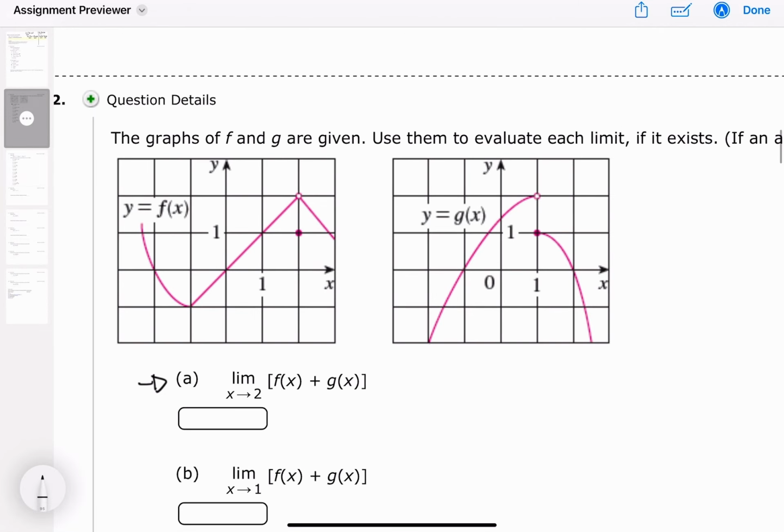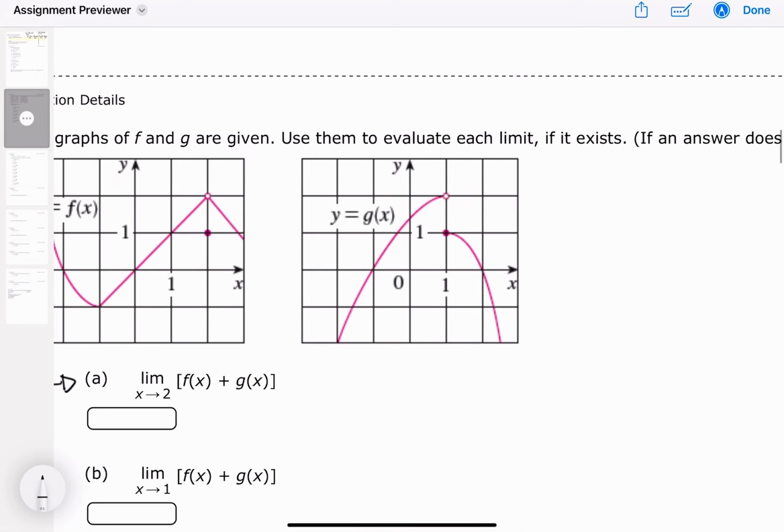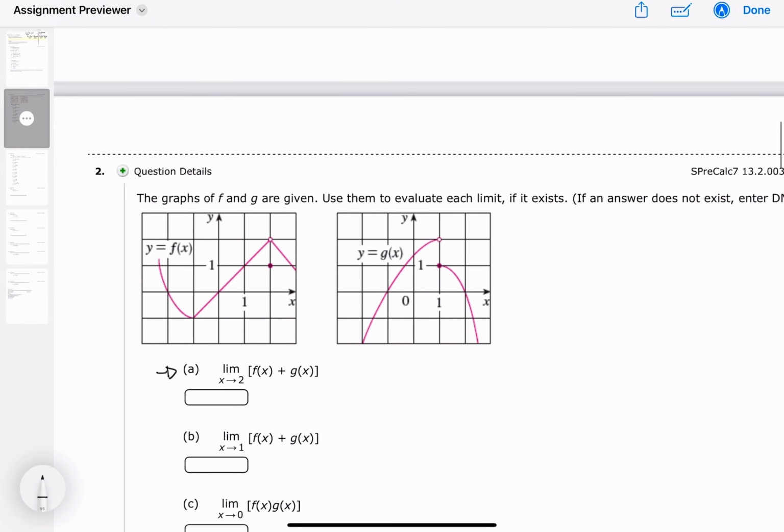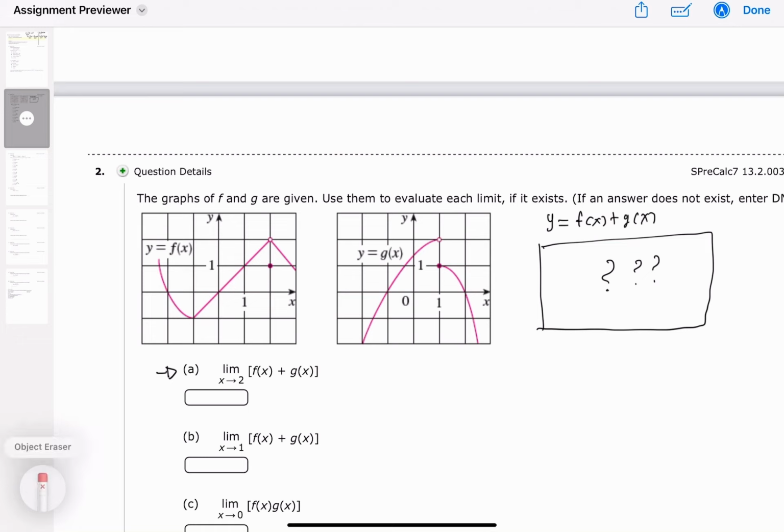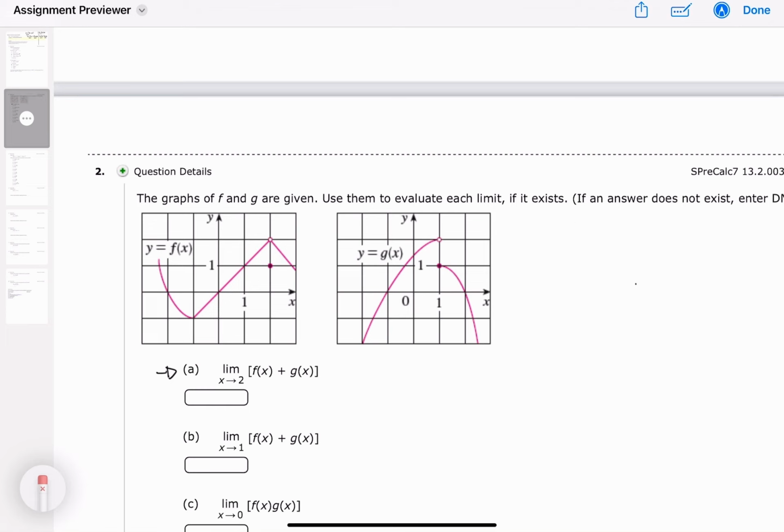Okay, so I have the graph of f of x and I have the graph of g of x, but I don't have the graph of f of x plus g of x. I don't have this graph. So if I want to find that limit, initially I don't have a way to do it because I don't know how that looks. So because I don't know how that looks, I need to find another way to solve these limits.